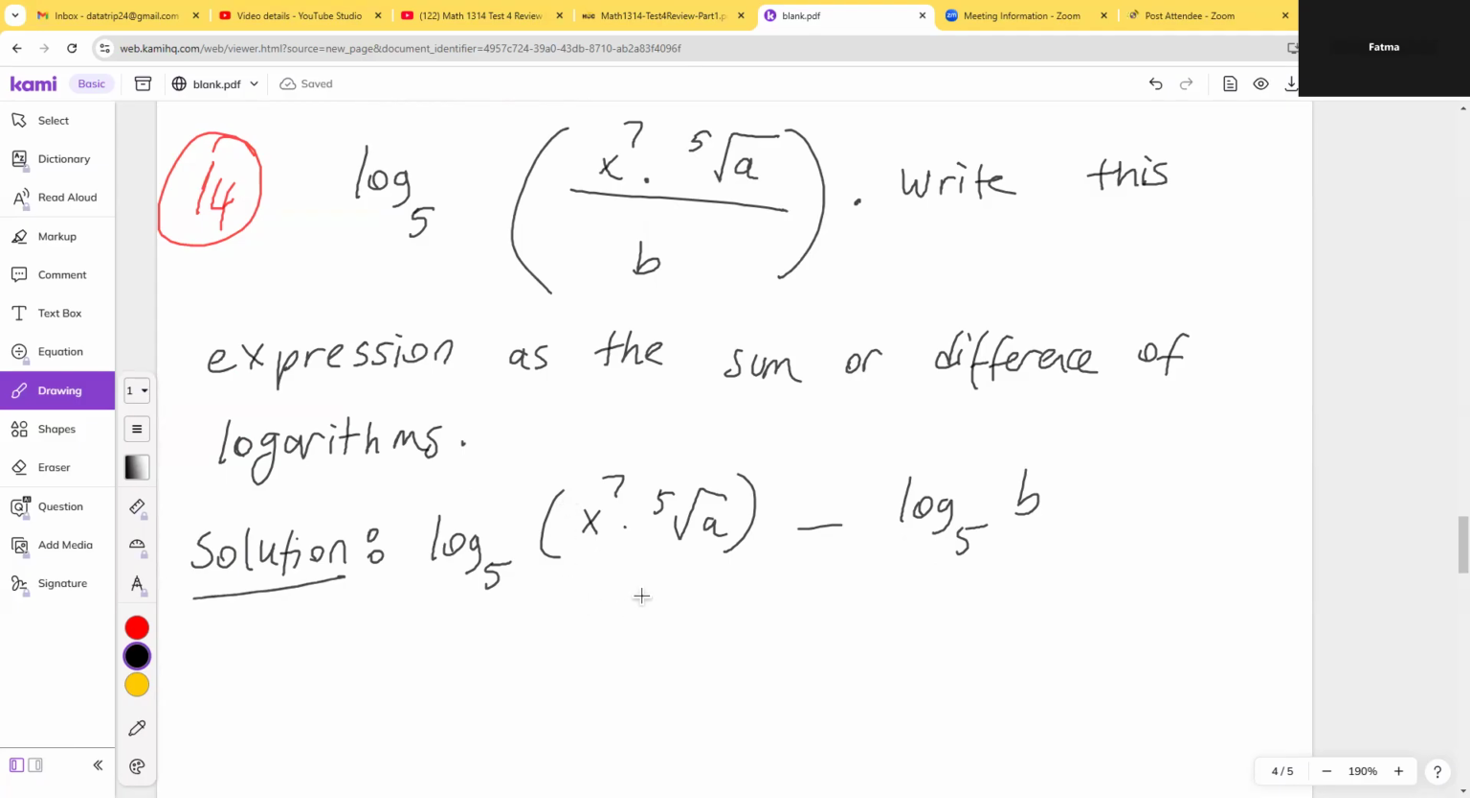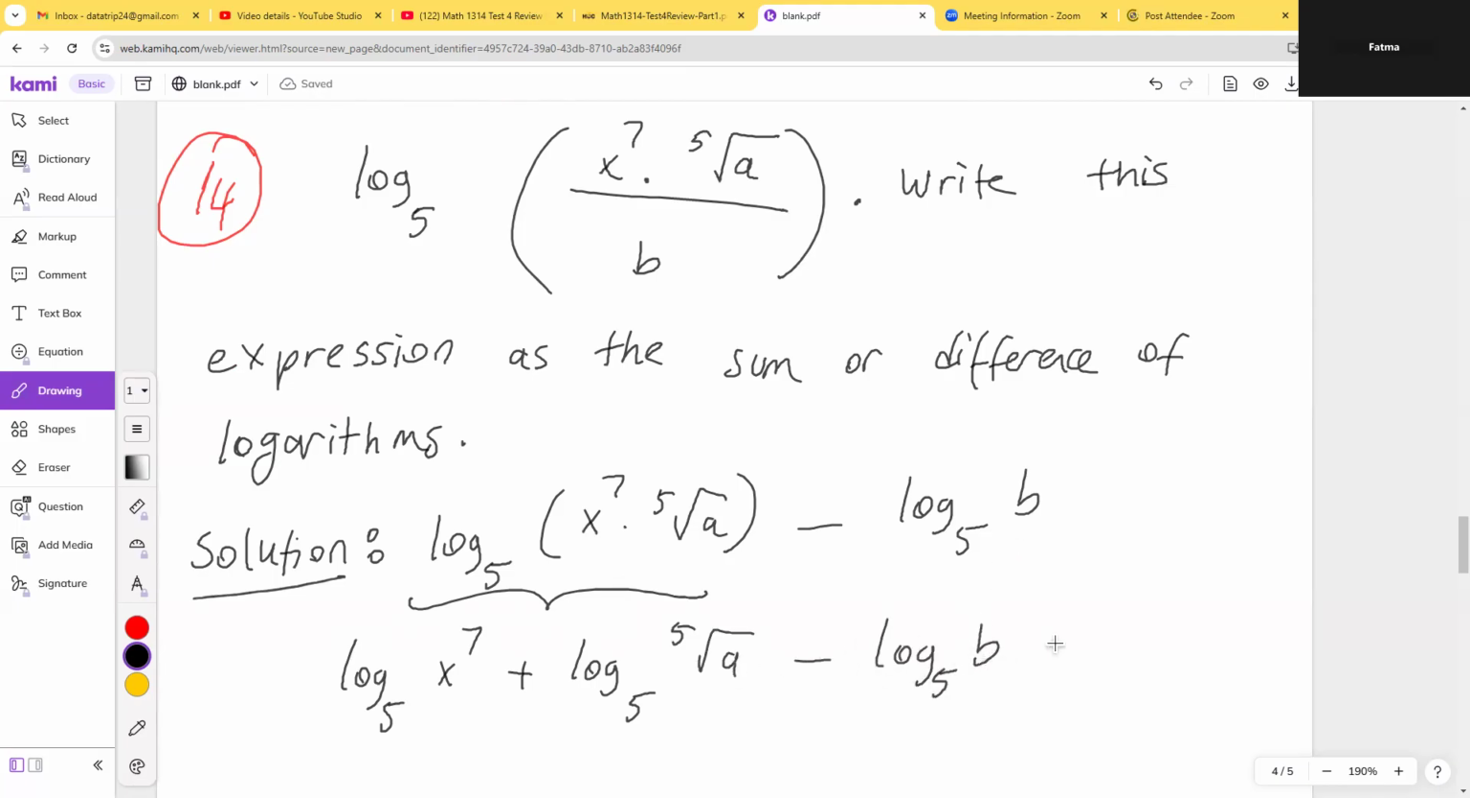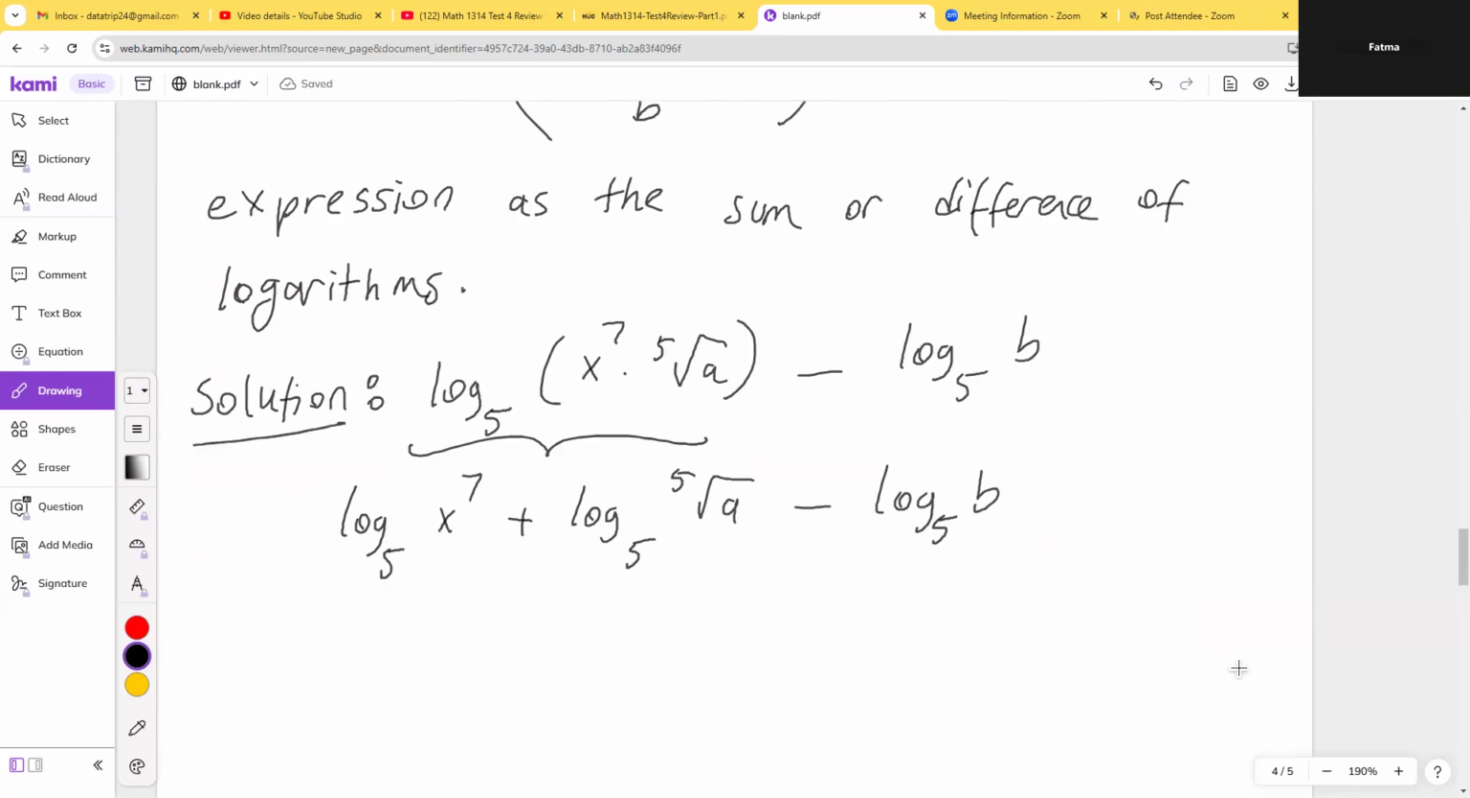Inside the first parentheses, what rule do you guys see now? They are getting multiplied. So what rule can we apply? Product rule. So the product rule means we can separate this part as log base 5, and the first number is x to the 7th. Now we're going to use a plus because we're multiplying these two numbers. And the second one we need is log base 5 of the 5th root of a. And then the last part will be just copied because there is nothing happening on the last part.